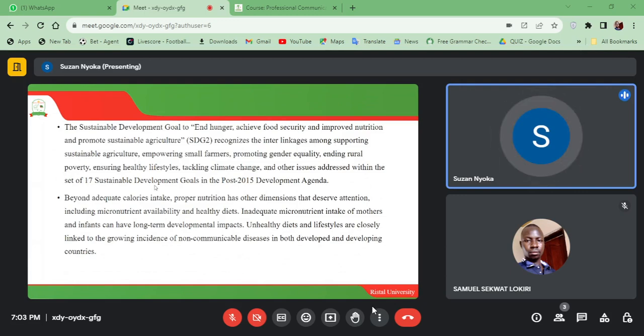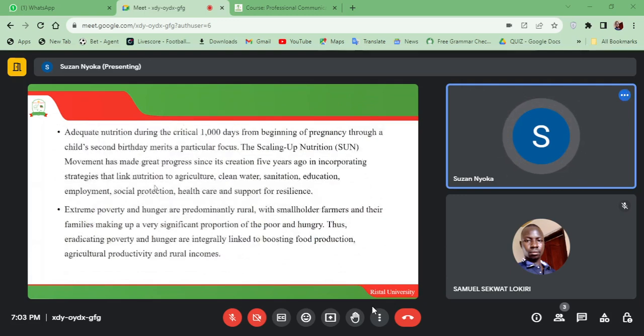Inadequate micronutrient intake of mothers and infants can have long-term developments linked to the growing incidence of non-communicable diseases in both developed and developing countries. And then adequate nutrition during the first 1,000 days, from the beginning of pregnancy through a child's second birthday, merits a particular focus, incorporating strategies that link nutrition to agriculture, to clean water, sanitation, to education, to employment, to social protection, healthcare, and support for resilience.